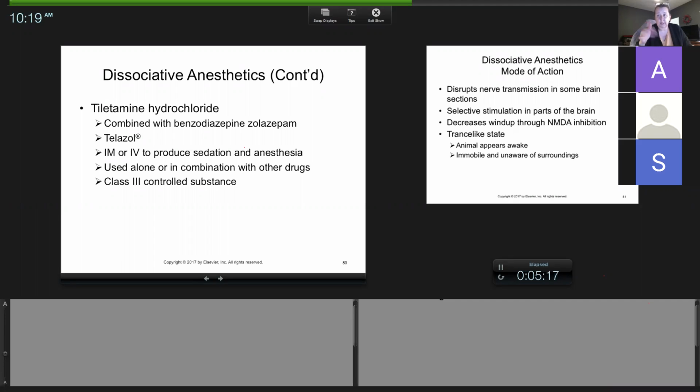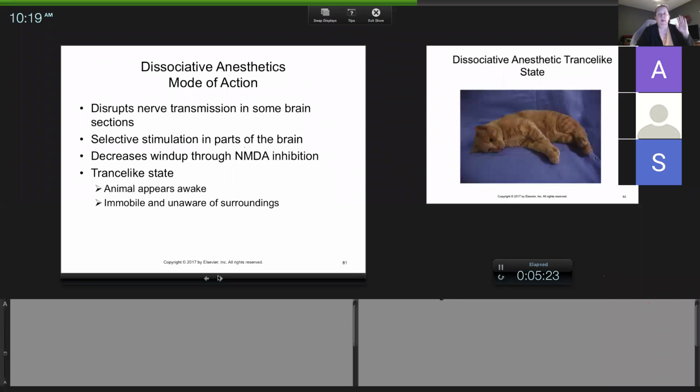You can usually intubate them and handle them. So it would go under that category. But let me talk about the dissociatives in general. What do they do? The way these drugs work is it disrupts the nerve transmission in the brain, and it causes some stimulation to the brain. But what it does, it's kind of like an uncoordinated impulse.